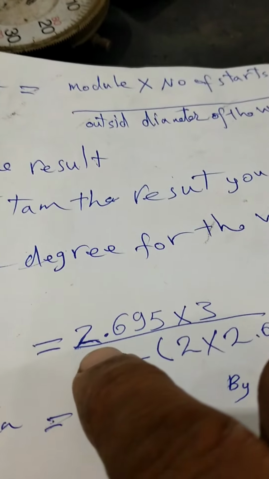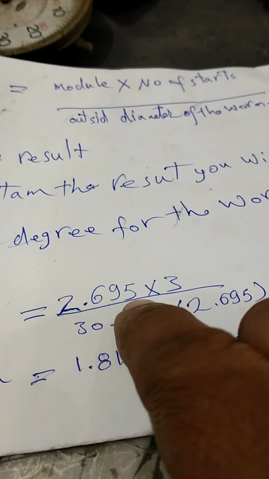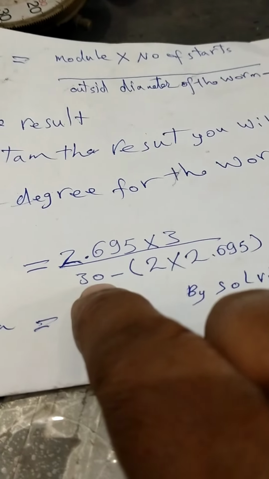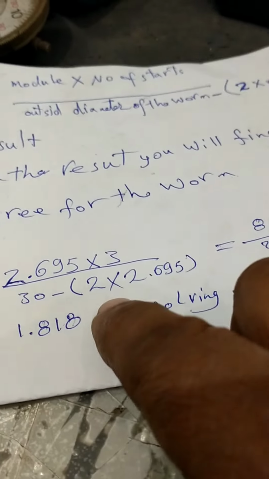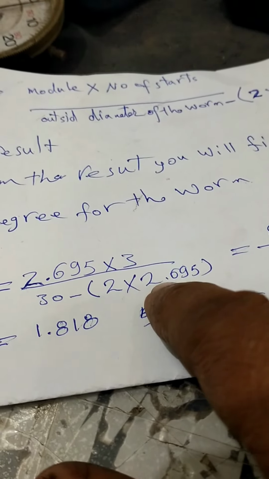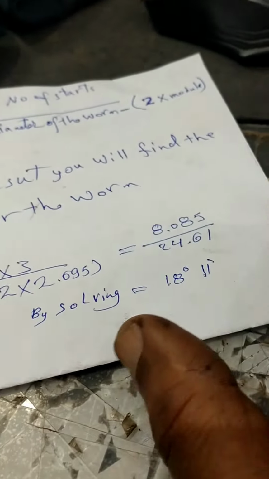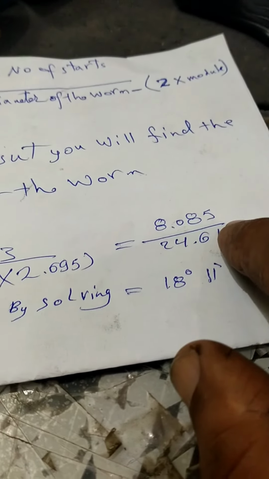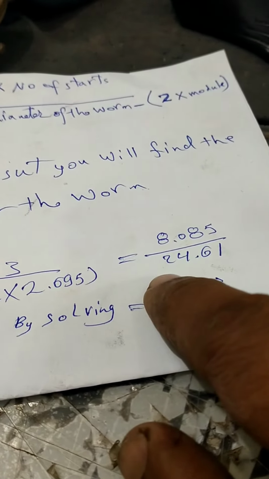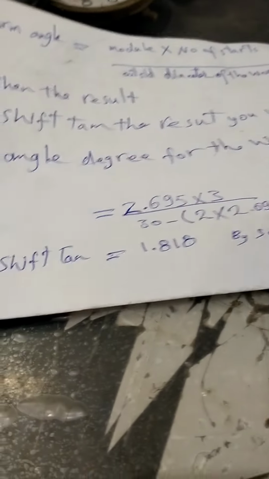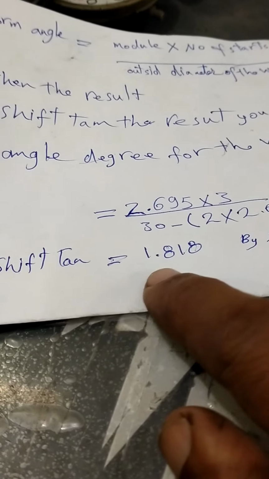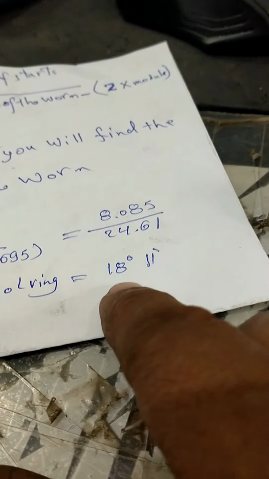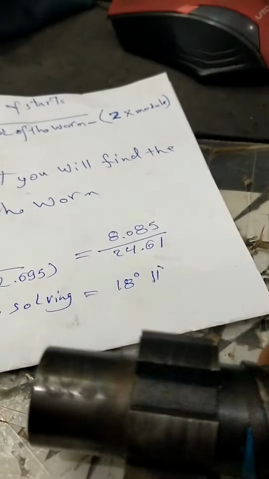The module is 2.695, times 3 starts, divided by outside diameter of the worm, which is 30, minus 2 times the module 2.695. Then you will find the result is 8.085 divided by 24.61. When you shift tan, this result is 1.818, and by solving it you will find the degree is 18 degrees and 11 minutes.